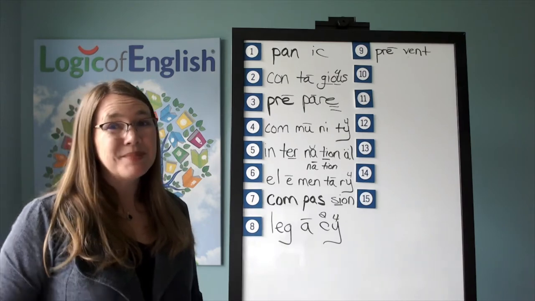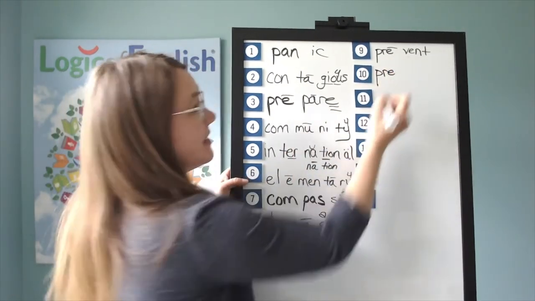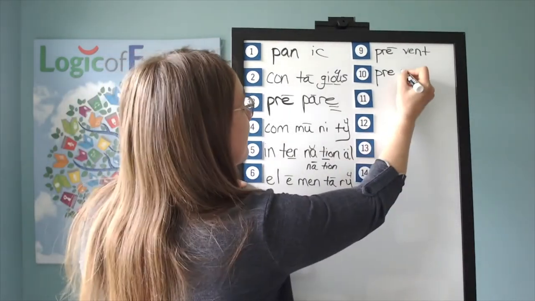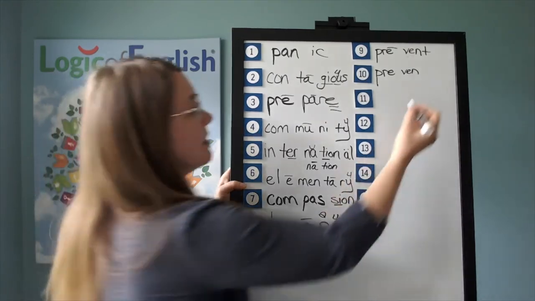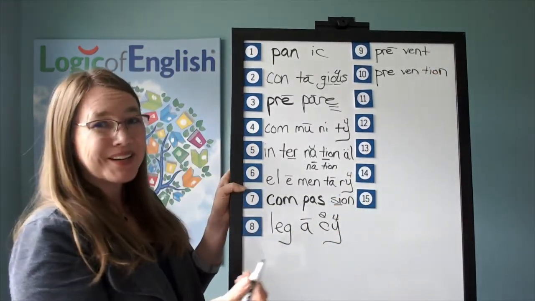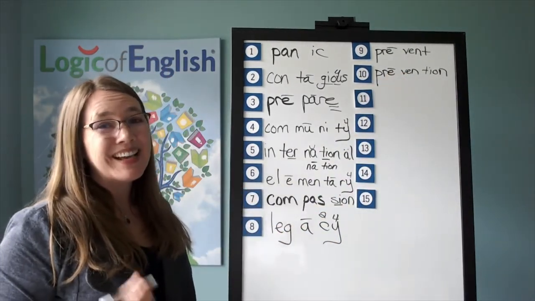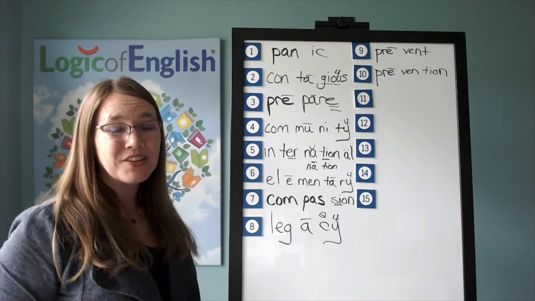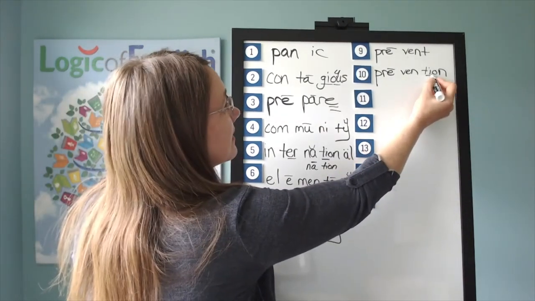Pre-ven-shun. Help me to sound it out. The first syllable is pre, p-r-e. The second syllable is ven, v-e-n. And the third syllable is shun, sh-a-n. And how do we mark it? We'll put a line over the e. Why did it say its long sound? A, e, o, u usually say their long sounds at the end of the syllable. And we'll underline the sh.